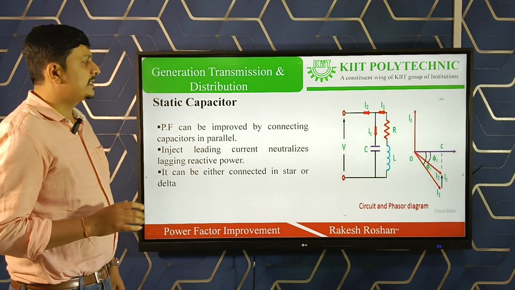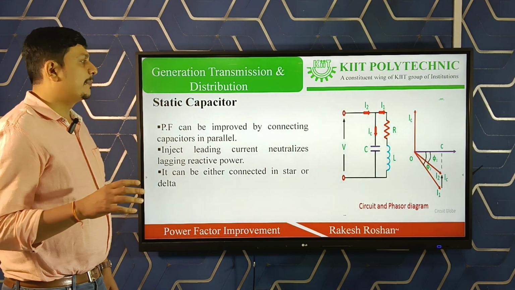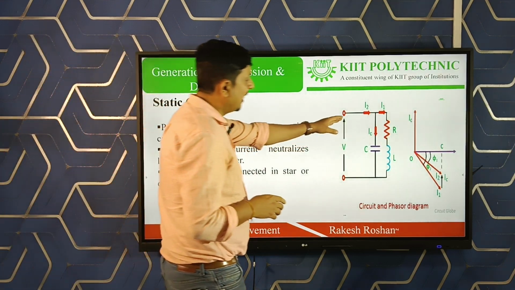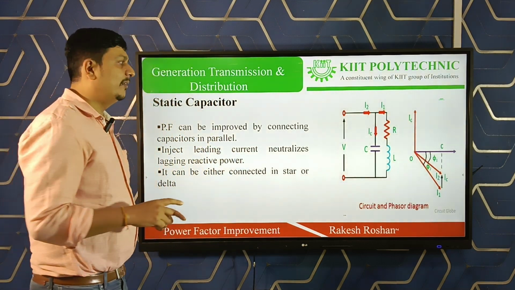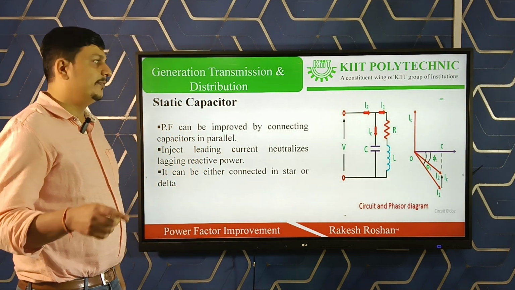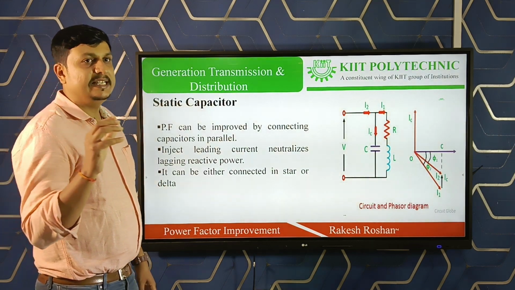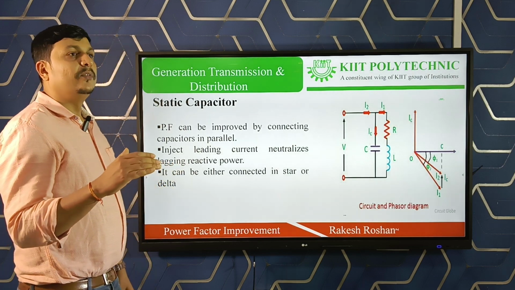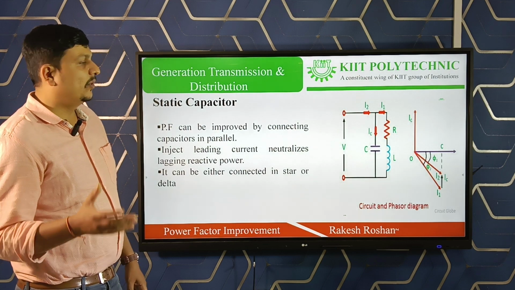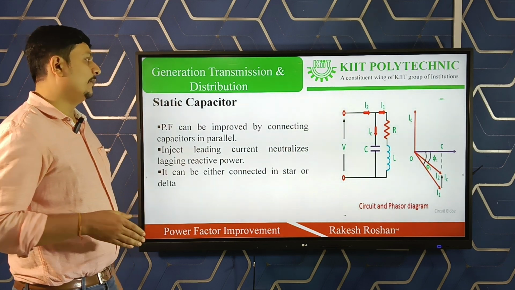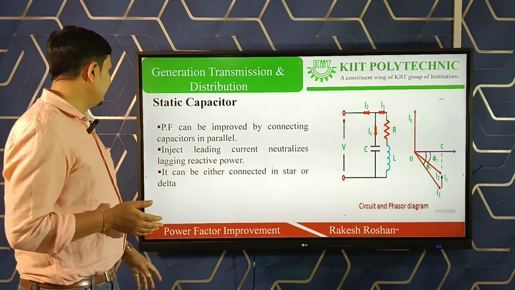So what is basically a static capacitor? It is a capacitor. Generally, we connect a capacitor bank in parallel to the line to compensate a lagging power factor to a leading power factor. The capacitor injects a leading current, which neutralizes the lagging current, and the overall power factor of the network is improved. The capacitor can be connected in star or in delta.